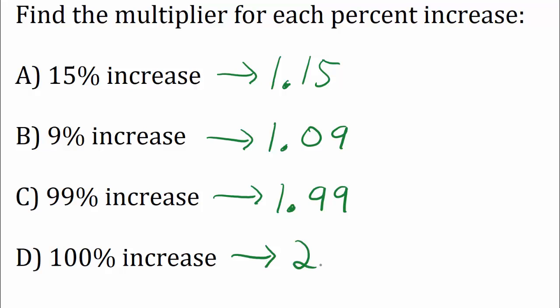A 100% increase happens when we double something. So if you start with 5 and you have a 100% increase, you end up with 10. 5 times 2 is 10.